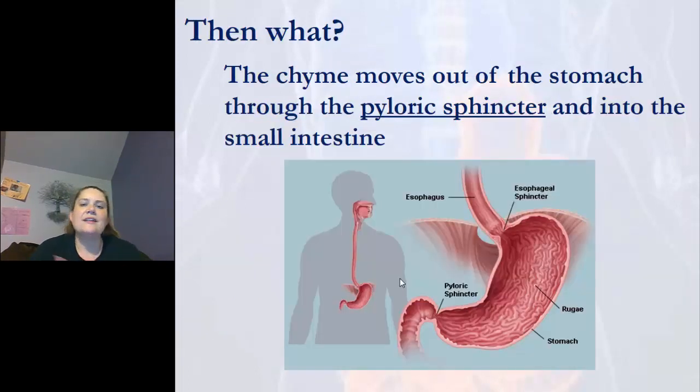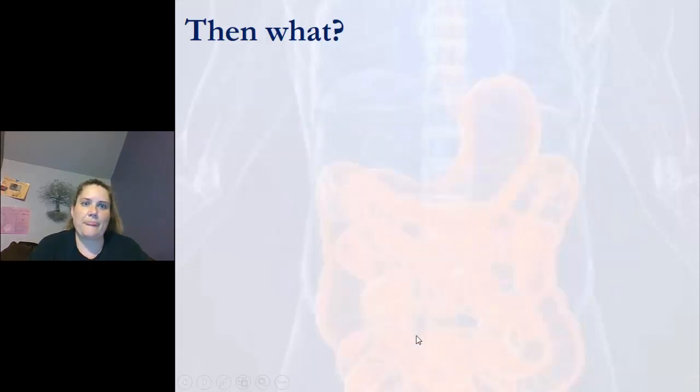All right, so what's next? The chyme is going to move out of the stomach, and it's going to move through a sphincter called the pyloric sphincter and into the small intestine. So we had the bolus of food go from the esophagus past the esophageal sphincter, or the cardiac sphincter, into the stomach where it sloshed around, and the rugae helped with mechanical digestion, and the HCl and the pepsin helped with chemical digestion. And now we have this solution called chyme, and the chyme is going to move past the pyloric sphincter into the small intestine.